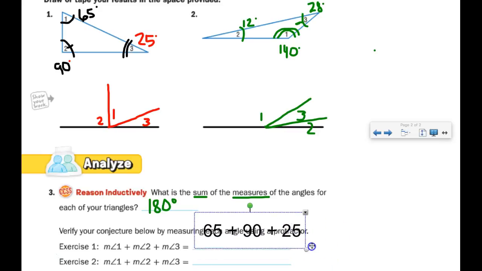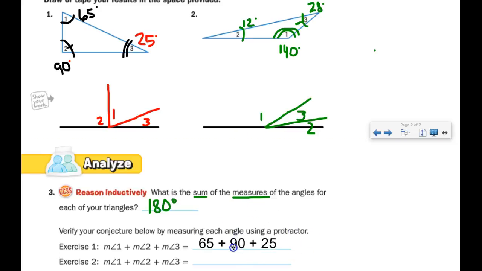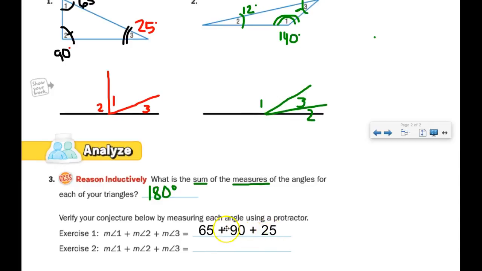But wait, you just said that the order is not important. Well, it isn't in terms of addition. You're going to get the same answer, but I want angle 1 to correspond to 65 degrees. I want angle 2 to correspond to 90 degrees, and I want angle 3 to correspond to 25 degrees. So while the sum will be the same no matter what order the numbers are in, I do want them to be in the order relative to 1, 2, 3. So there's 1, 2, 3 right there. And of course, we know that based on our calculation, it equals 180 degrees.